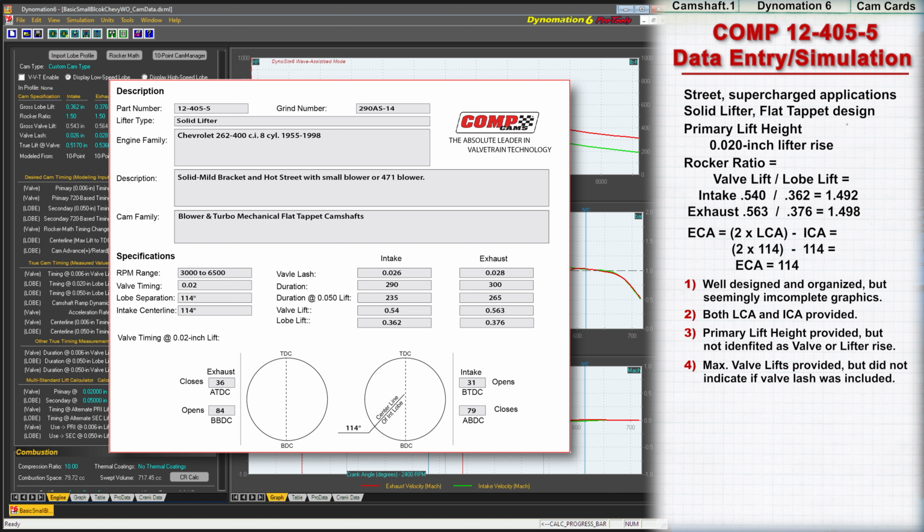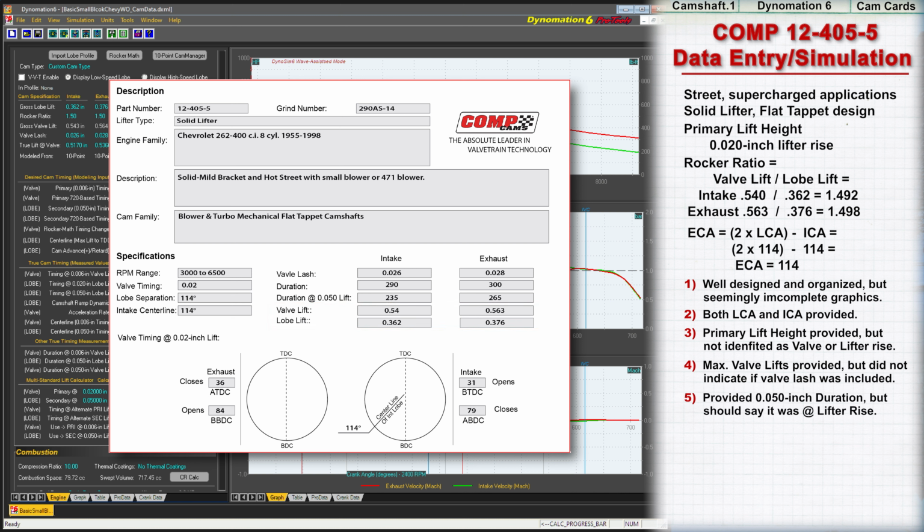4. The maximum valve lift values were provided, but the cam card did not state that these values were measured at zero lash. And if it's your first time installing a solid lifter cam, this can be quite confusing.